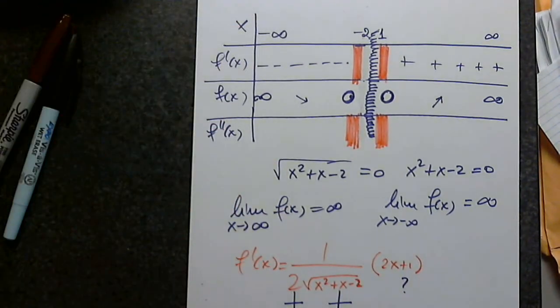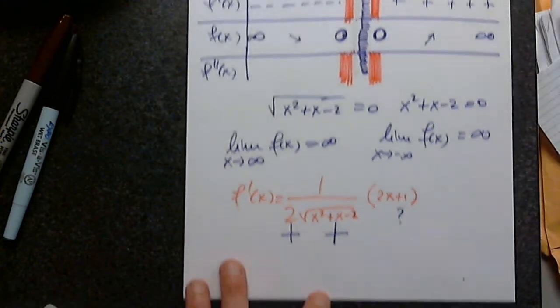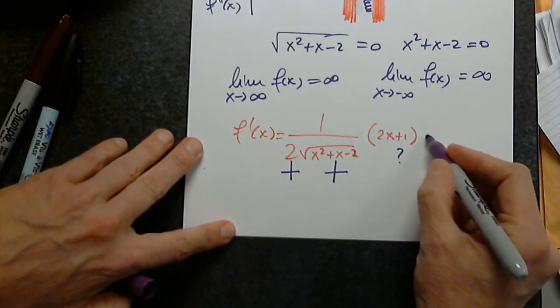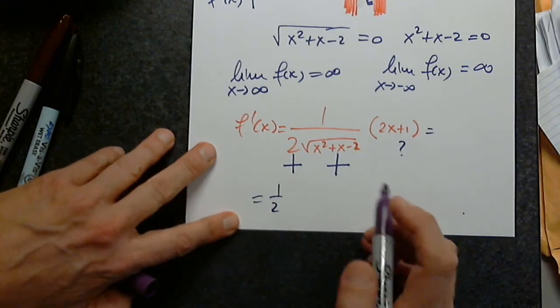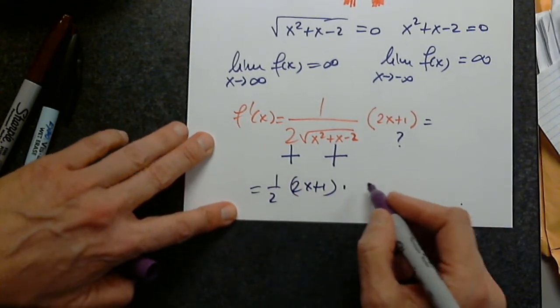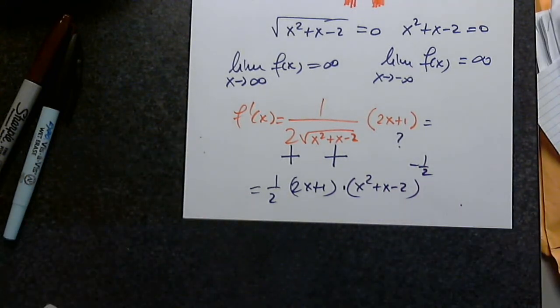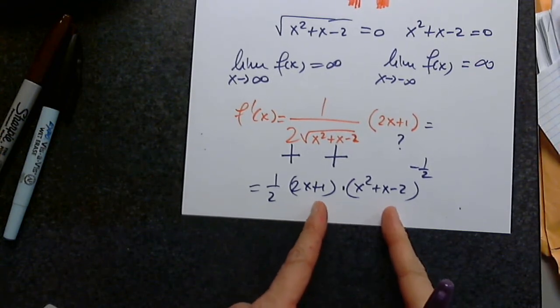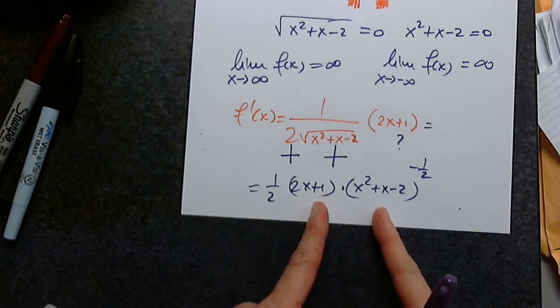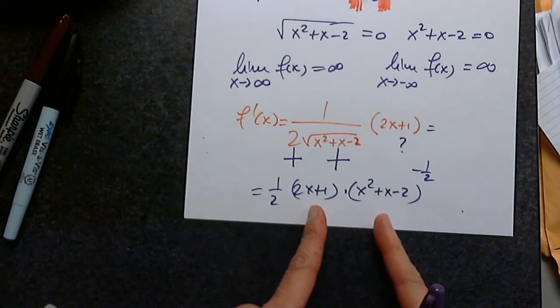Okay. Now we are in trouble. Finding the second derivative will not be easy. Here's why it will not be easy for this function. This is basically 1/2, which is fine. And this is 2x plus 1, which is fine. And this is x squared plus x minus 2 to the -1/2. So I will have to use the product rule and then factor out and then solve in order to find and see if this function has an inflection point.